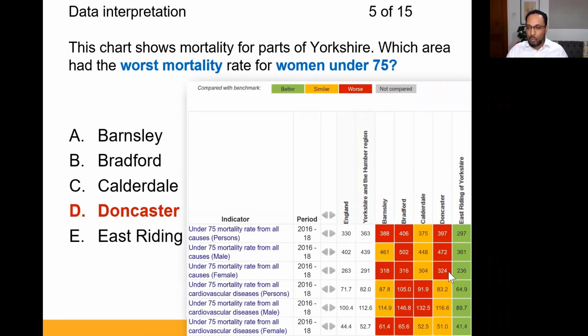Why might someone have picked, not many did, but a few people picked East Riding of Yorkshire. So East Riding of Yorkshire actually had the lowest rate, which means they had the best mortality, right? You can see mortality is deaths. You want a lower number, that would be better. The worst mortality is the higher number. So someone might have just missed that one word, worst, and just thought, okay, this is the lowest number and picked it. That's why they might have picked East Riding of Yorkshire.